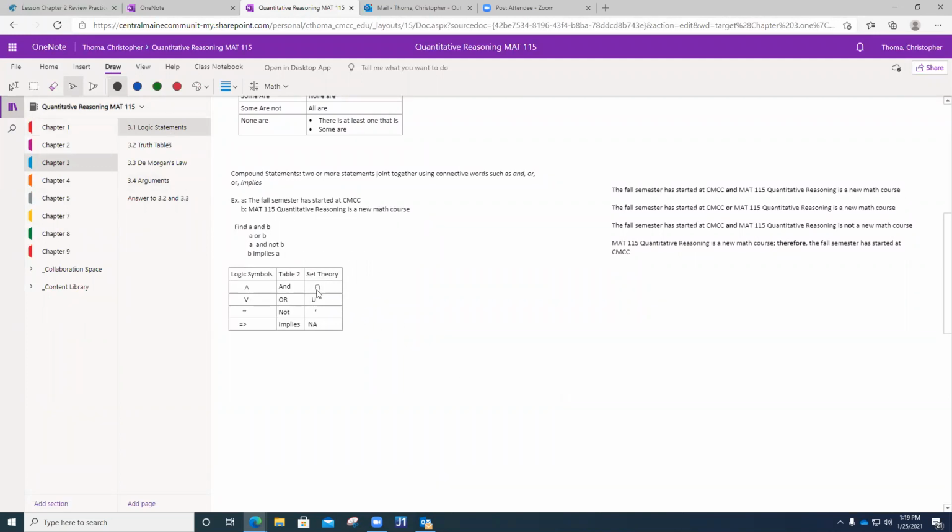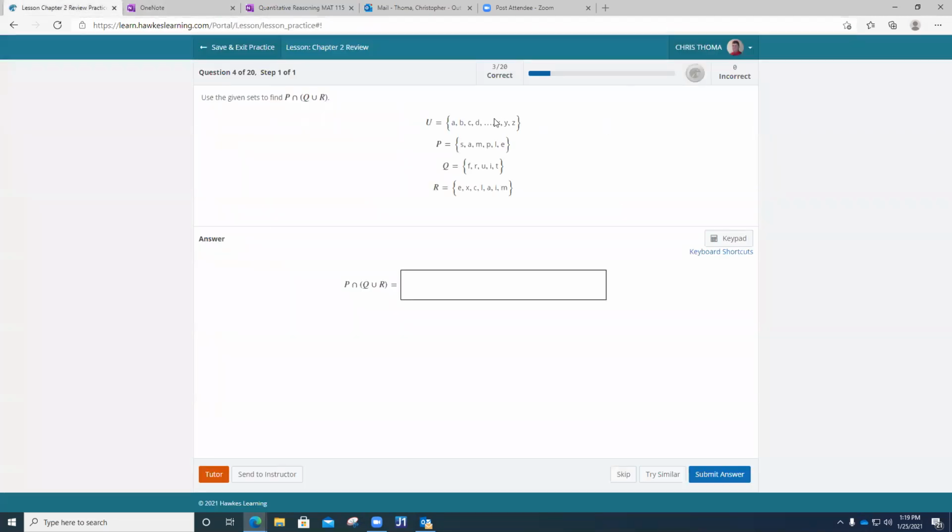When it's an upside down U, that is and. When it looks like a capital U, that is or. And then our lovely friend, the not. So I'll go back to my review. It wants us to find, I'll bring up my pen, and this is what you can do to make it easier on you as well. You can just put the words. So this is and, this one is or.